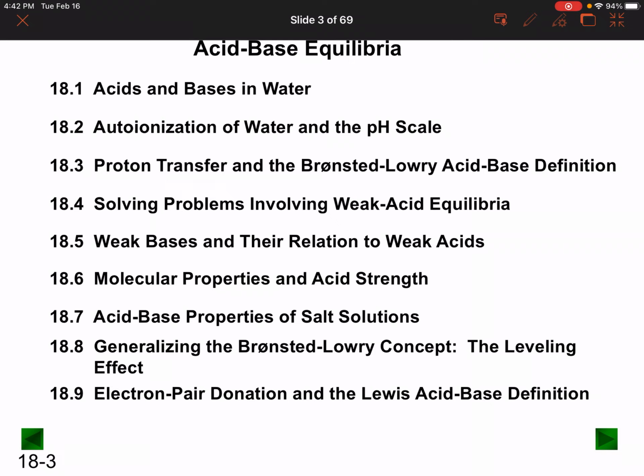So basically we're going to learn what is an acid and what is a base, and there are three acid-base concepts that we're going to learn. The first one is called Arrhenius acid-base theory, the second one Bronsted-Lowry, and then the third one Lewis acid-base definition. Okay, now let's learn all of that.